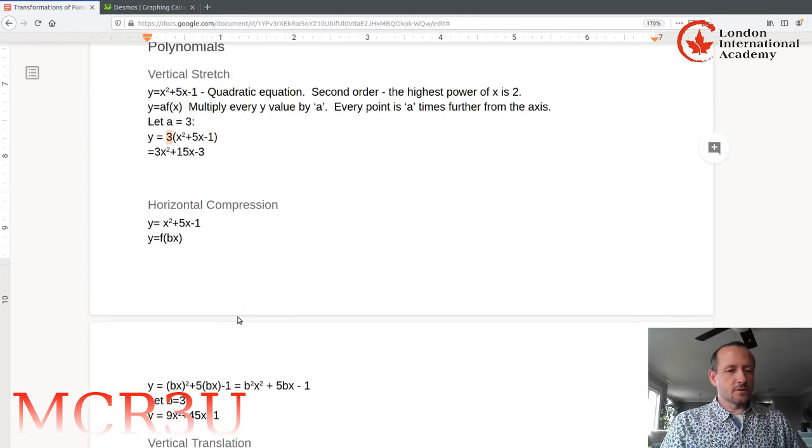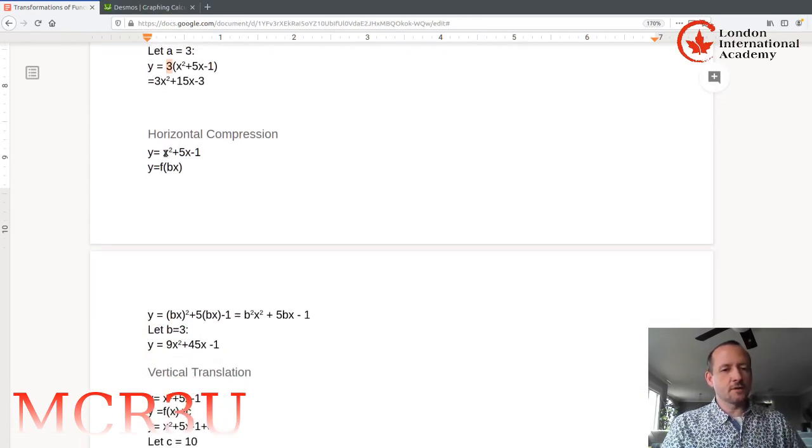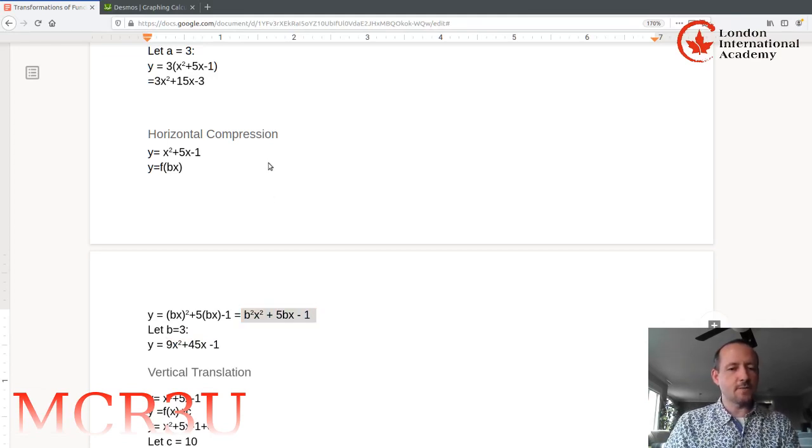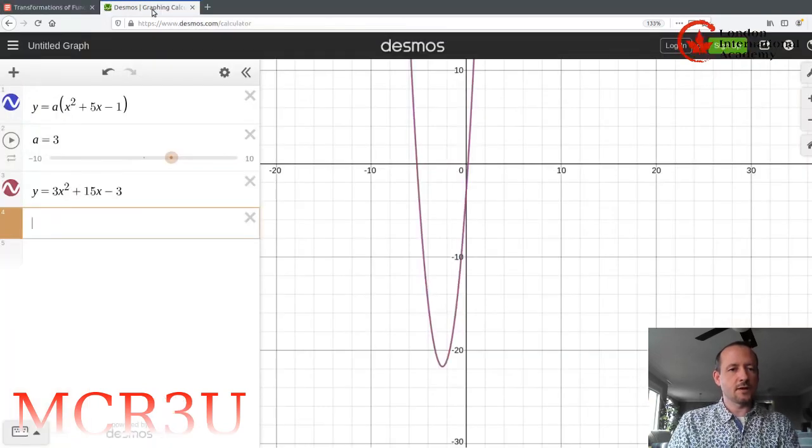Let's look at the horizontal compression. We start with the same function, y equals x squared plus 5x minus 1, and now each value of x we multiply by b. Okay, so then that becomes this expression here, b squared x squared plus 5bx minus 1. And if I put a slider in and let b equal 3, we'll get this function again. So let's try that. First of all, I'm going to try putting in b squared x squared plus 5bx minus 1. And we do that right here.